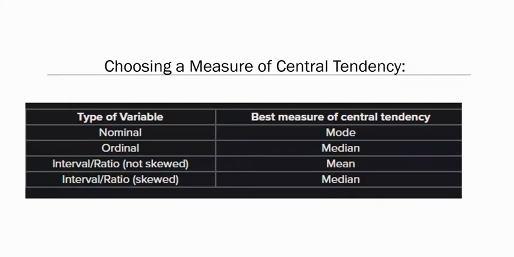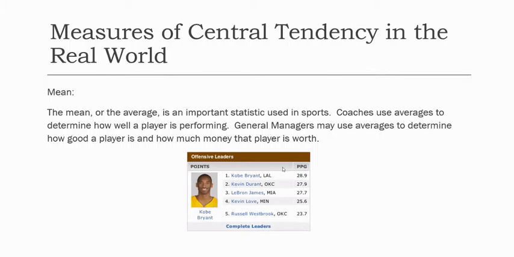So we have here a table that will serve as a simple guide for choosing measures of central tendency. What is the best measure of central tendency? When we have nominal data, we have the mode, because that is qualitative. For ordinal, the median. If we have interval or ratio data that is not skewed, the mean. If skewed, we still use the median.